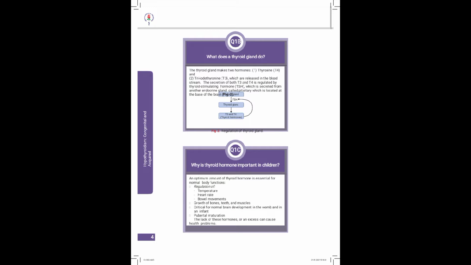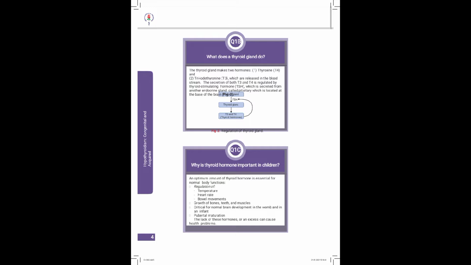What does the thyroid gland do? Being an endocrine gland, the thyroid releases hormones. The two most important hormones are thyroxine, commonly known as T4, and triiodothyronine, commonly known as T3, which are released into the bloodstream. The secretion of both T3 and T4 is regulated by another hormone known as thyroid stimulating hormone, or TSH, which is secreted from another endocrine gland known as the pituitary gland, located in the brain.